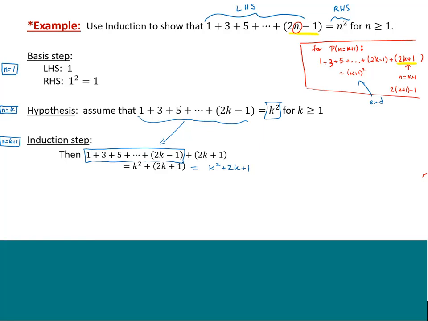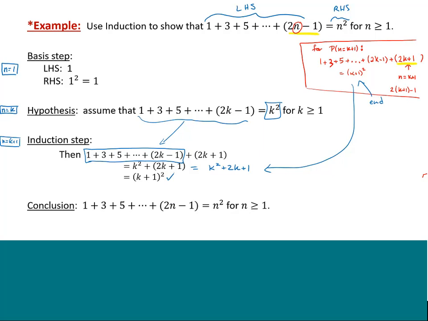Do we get the thing we were trying to get? Yeah, so if you factor that, it does actually turn out to be k plus 1 quantity squared. That is exactly the thing that you wanted to get here. So this means that the induction step worked, or it holds, is the proper term. So if your basis step holds, and your induction step holds, our conclusion is, yep, this particular mathematical sentence, if you will, this equation works whenever n is 1 or bigger. Technically, it also works when n equals 0, but we didn't address that situation today.